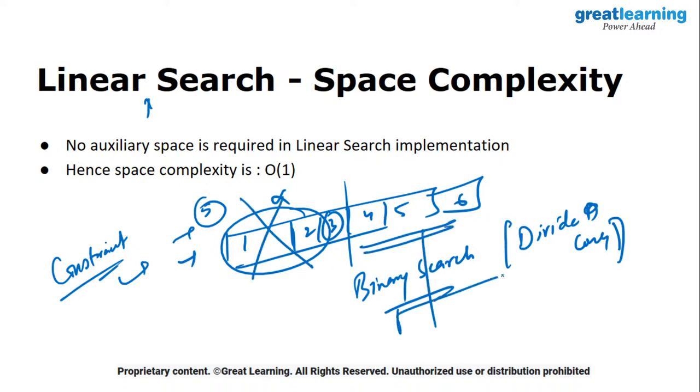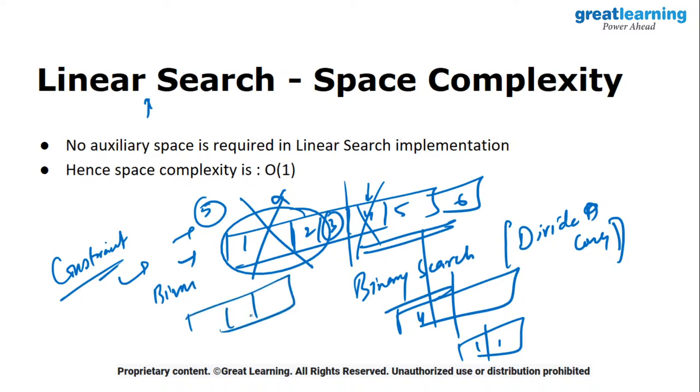Then you have again 3 elements, and you divide it further. Can 4 be the element? Can we look at this element? No, because this is less than 5. So every time you divide your problem into further sub problems, that is known as the divide and conquer paradigm. Now there is one constraint for applying binary search: it should follow some structure. One simple way is that the array should be sorted, because only then you can neglect some elements and focus on the rest.